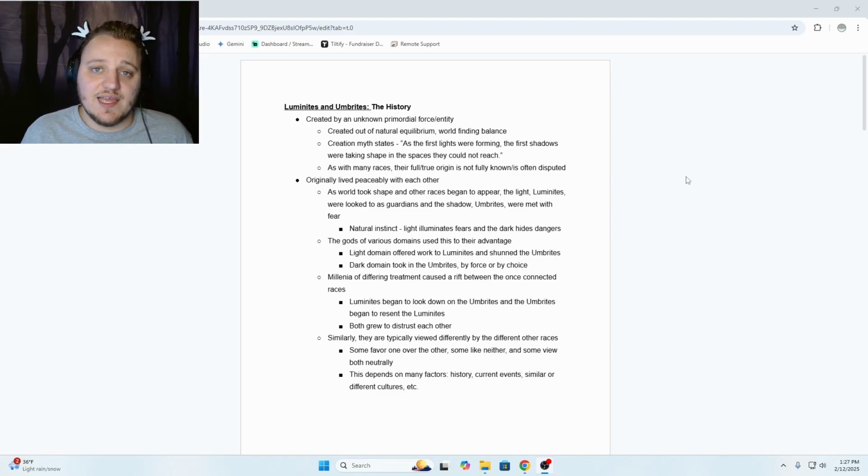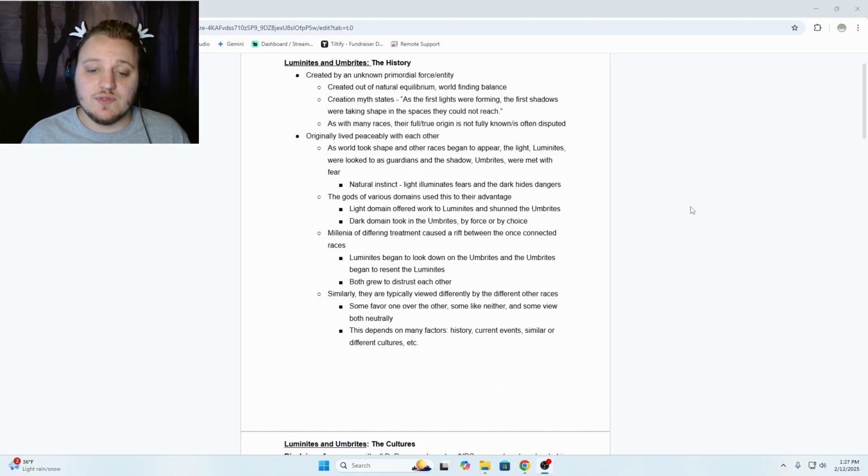The gods and higher beings of the different various domains used this to their advantage. The gods and beings of the light domain offered work to the Luminites and shunned the Umbrites, and the beings of the dark domains took in the Umbrites, some by force and some by choice. After millennia of differing treatment, a rift was caused between the once connected races. The Luminites began to look down on the Umbrites, and the Umbrites began to resent the Luminites. Both grew to distrust and resent each other in different ways.